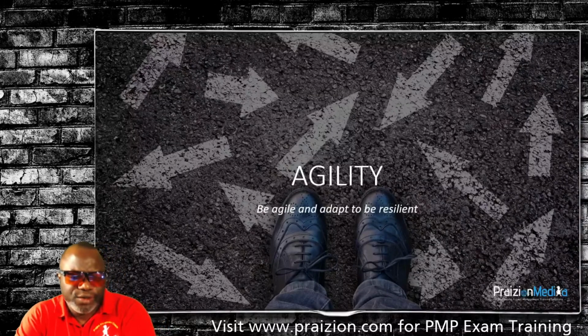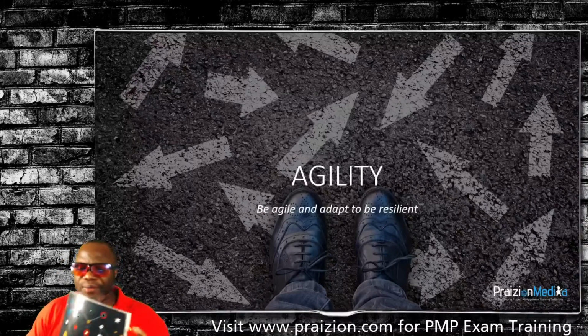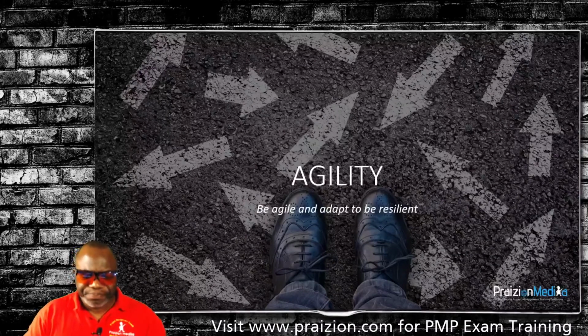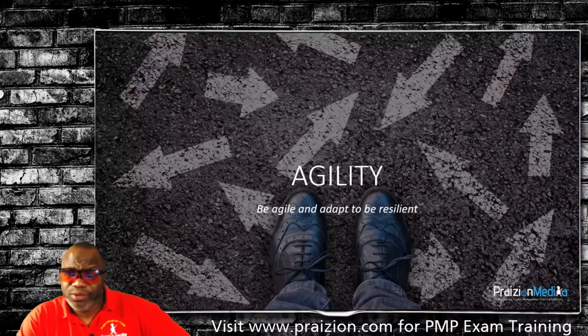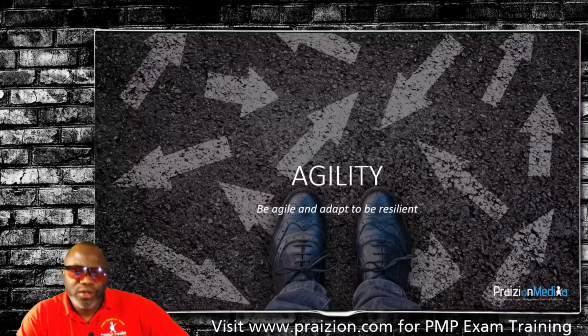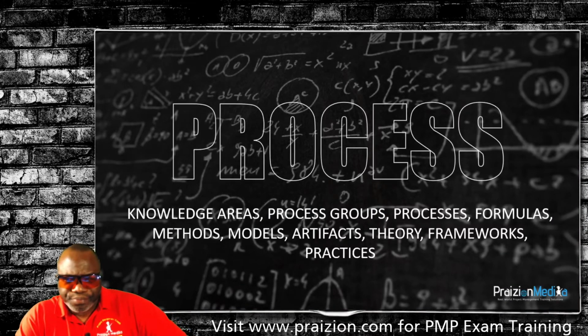Agility. This is huge. I mean, it's all over. What more can I say? I would advise you to really understand pages 8 and 9 of this book. Understand the values and the principles in the Agile Manifesto. And then on top of that, understand pages 18 and 19. Be agile and adapt to be resilient. But you've got to understand when you need to hybridize. For this exam, you've got to be able to hybridize.